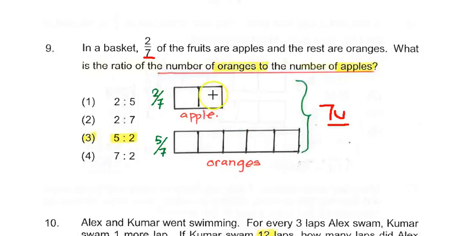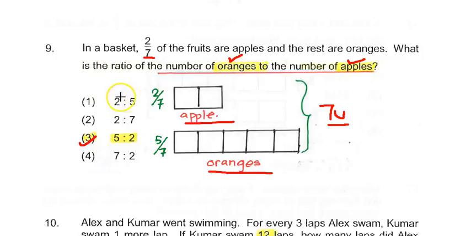Now from here, you can see the ratio, but be very careful. The question asks: what is the ratio of the number of oranges to the number of apples? Remember, oranges to apples. So it is 5:2. This is the one. 5:2. Can you see the trick answer?